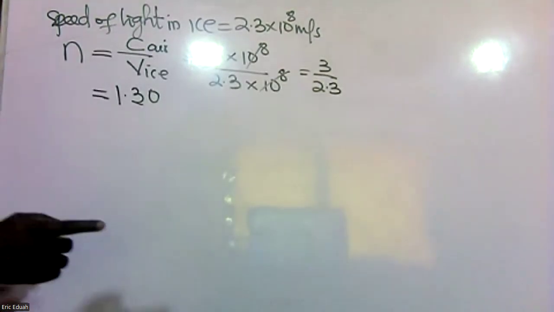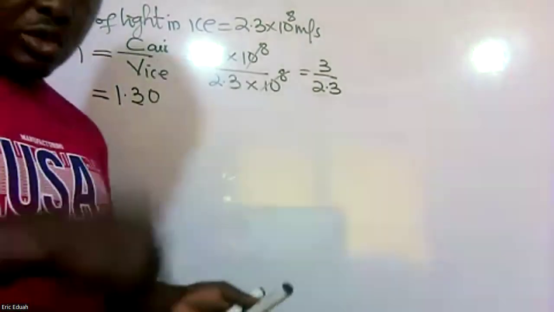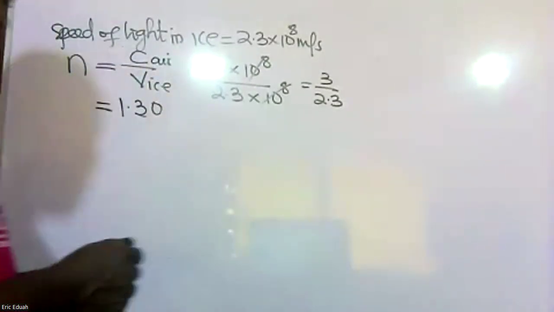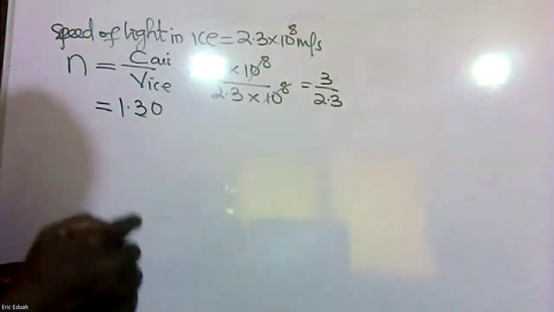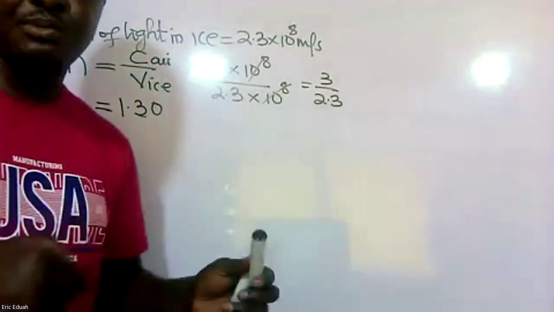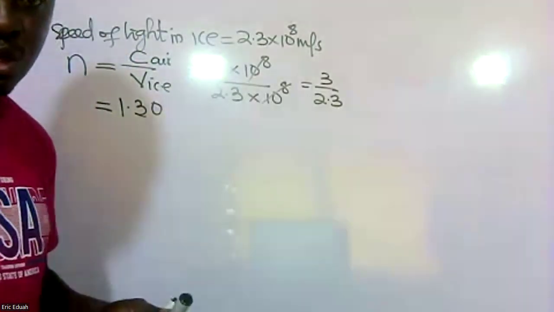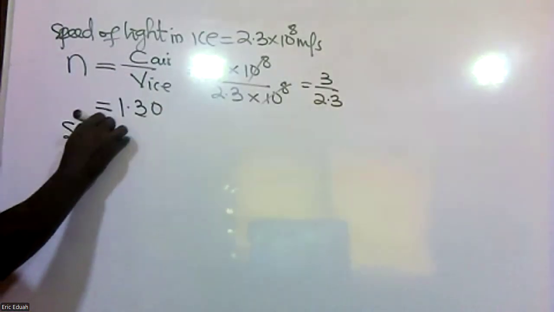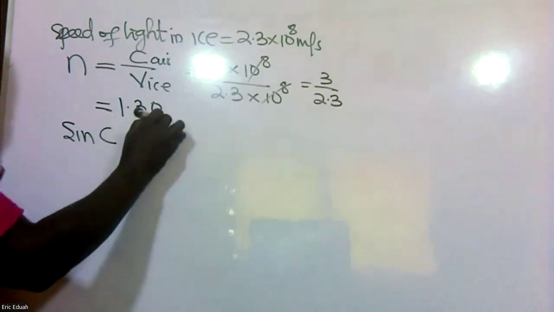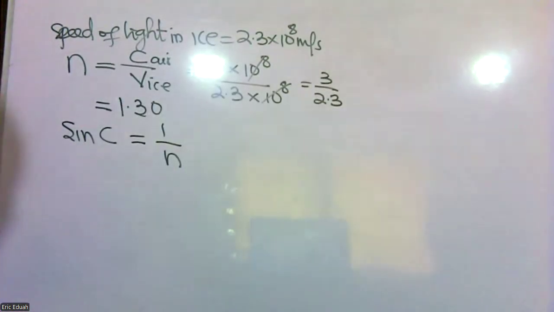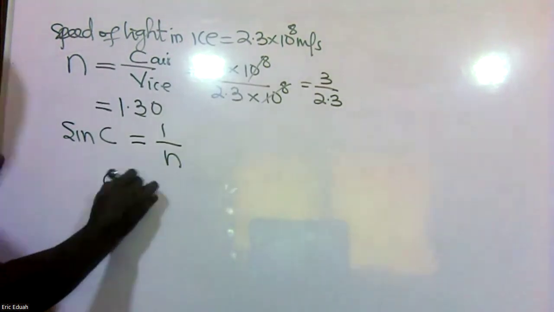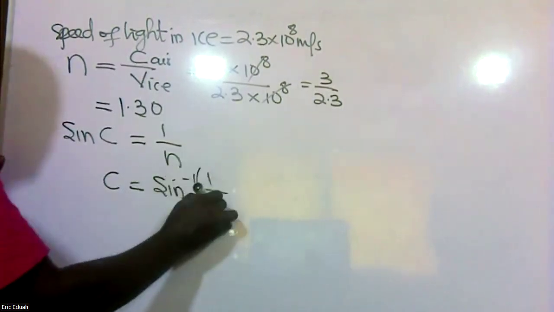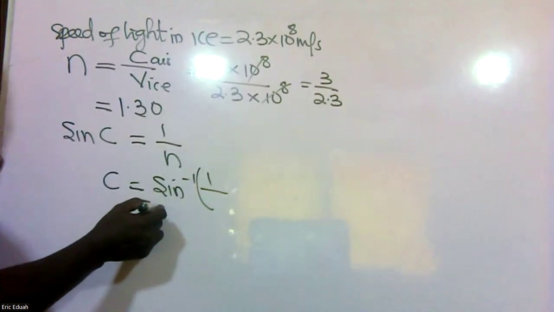Okay, ice to air. For total internal reflection, you must first have the critical angle of the material. The condition is that light must move from a dense medium to a less dense medium. So dense medium to air, we saw yesterday that the sine of the critical angle would be equal to 1 over the absolute refractive index. Therefore, C, which is the critical angle, is equal to the sine inverse of 1 over the absolute refractive index of the material.